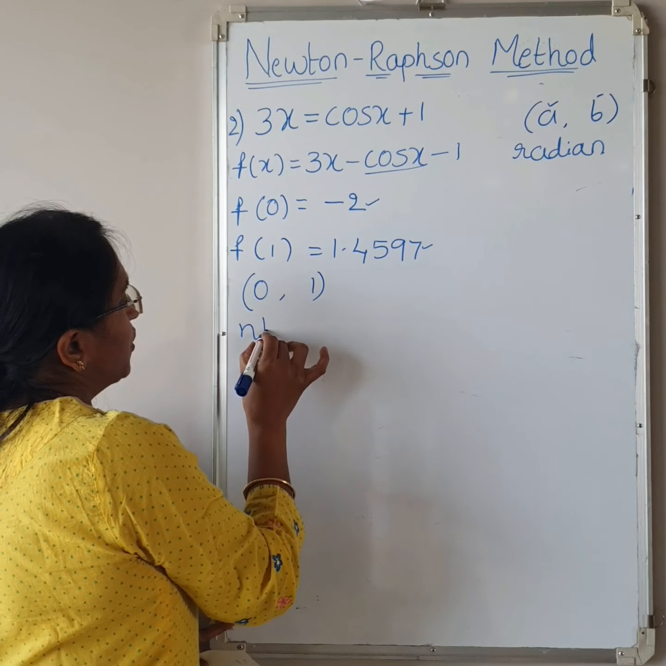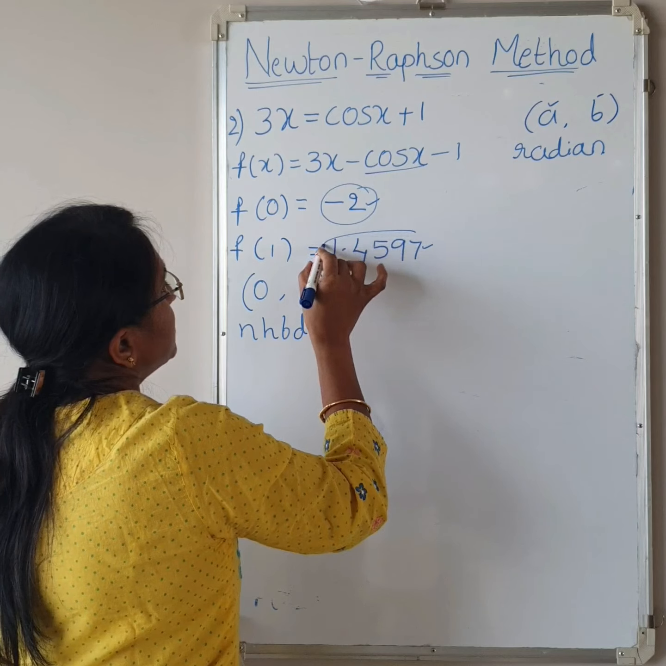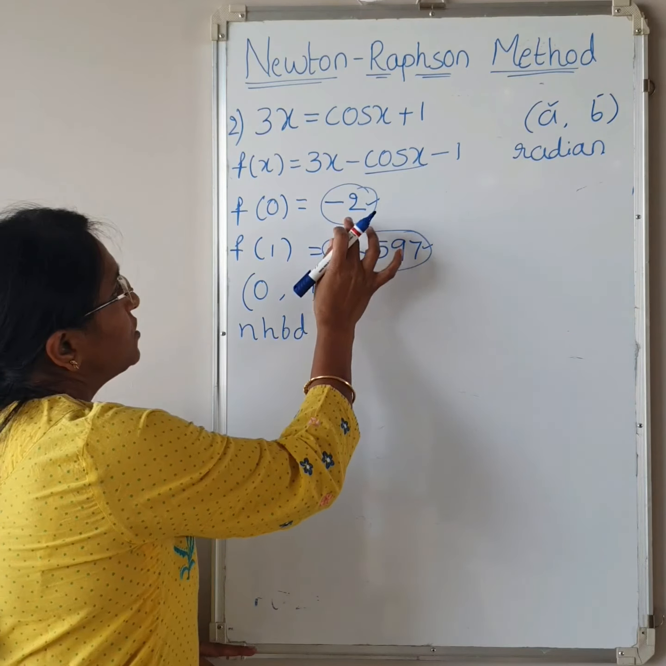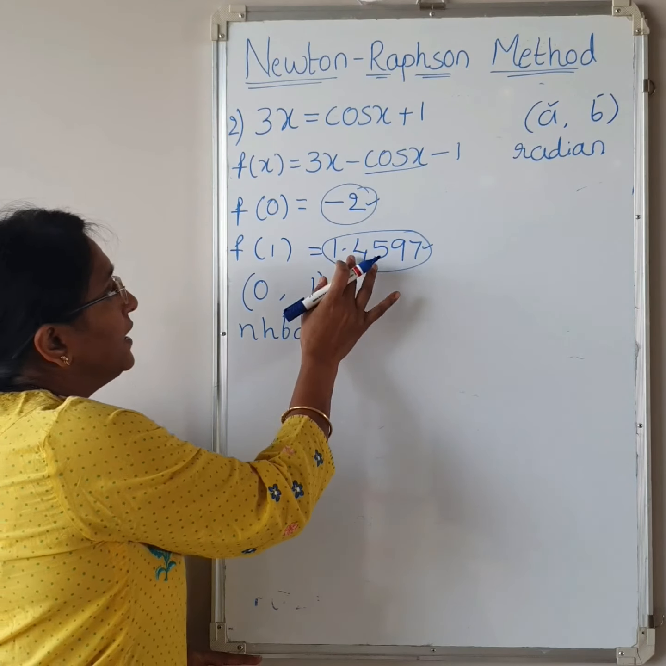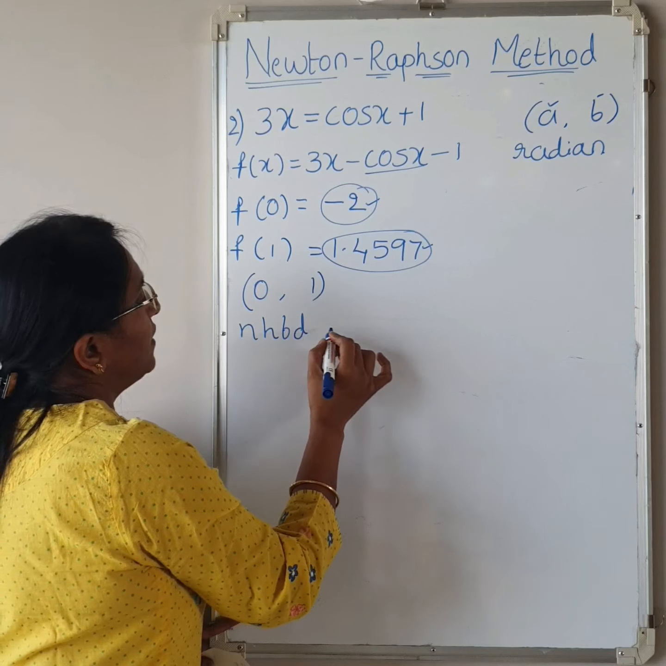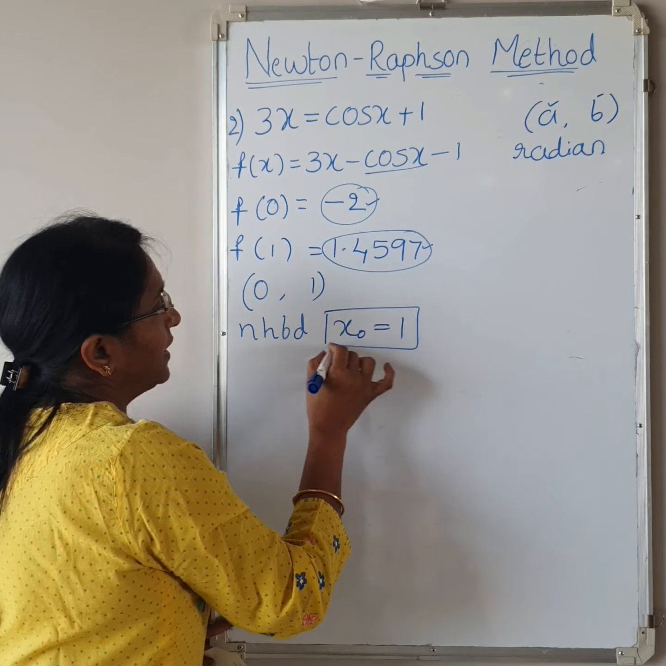What is the neighborhood point? You have to consider these two, whichever is nearer to 0, that is called the neighborhood point. It is 2 and this one is 1.4. Definitely this is nearer to 0. So our neighborhood point is 1. Neighborhood point x0 is equal to 1. That you have to write.